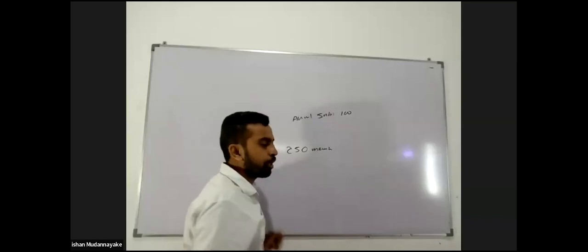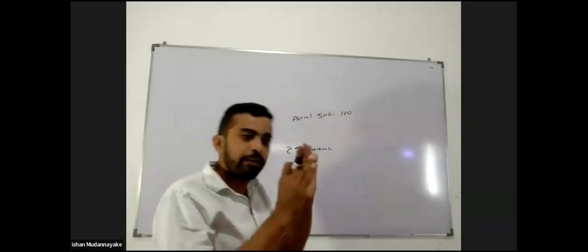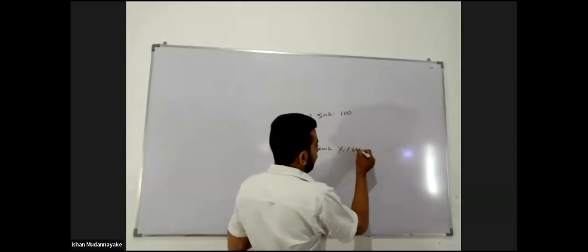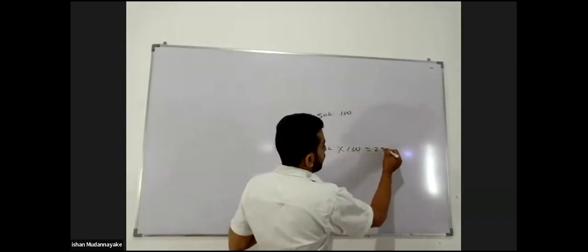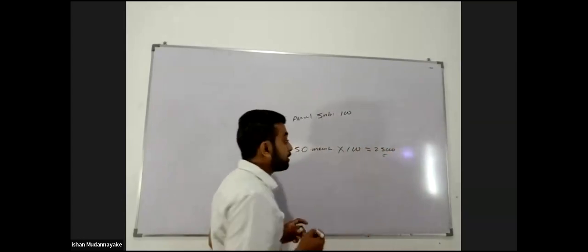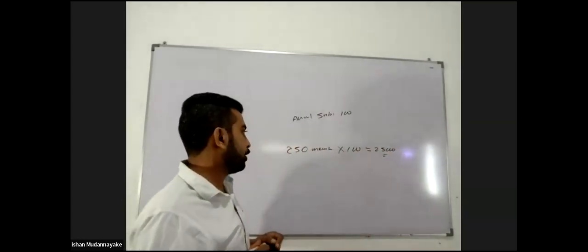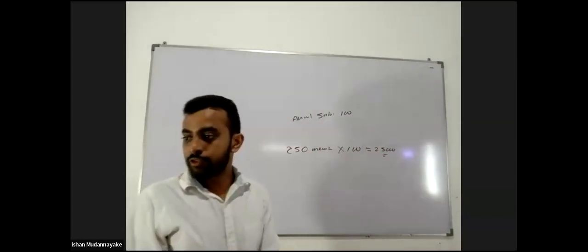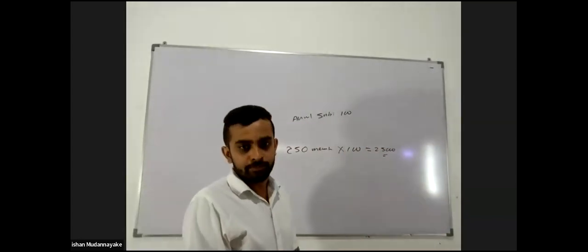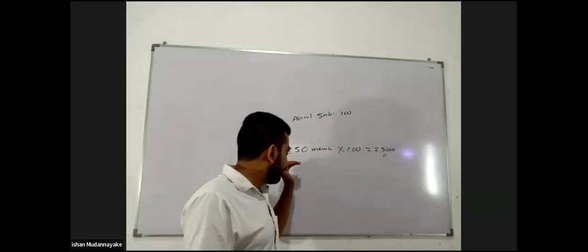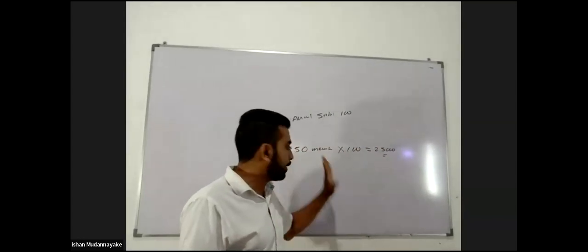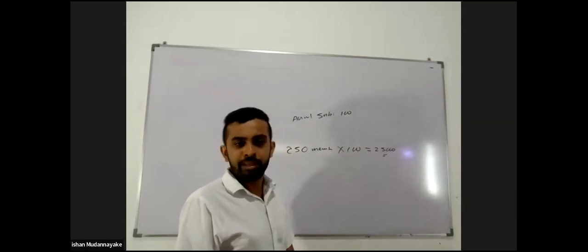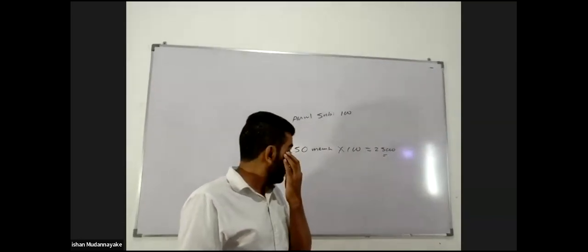Then how to calculate annual relevant income? 250 members multiplied by 100. How much? 25,000. The relevant subscription fee for the period is 25,000. Simple. Number of members multiplied by annual membership fee.